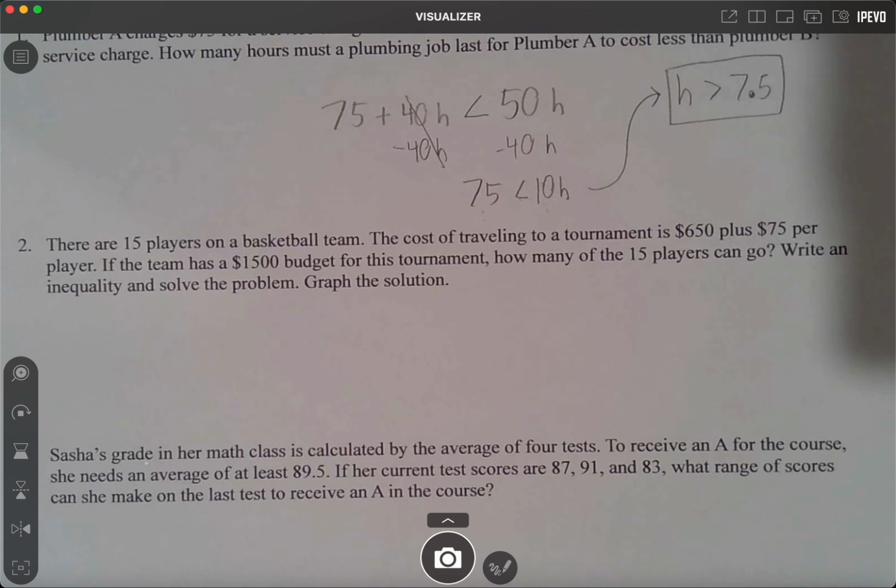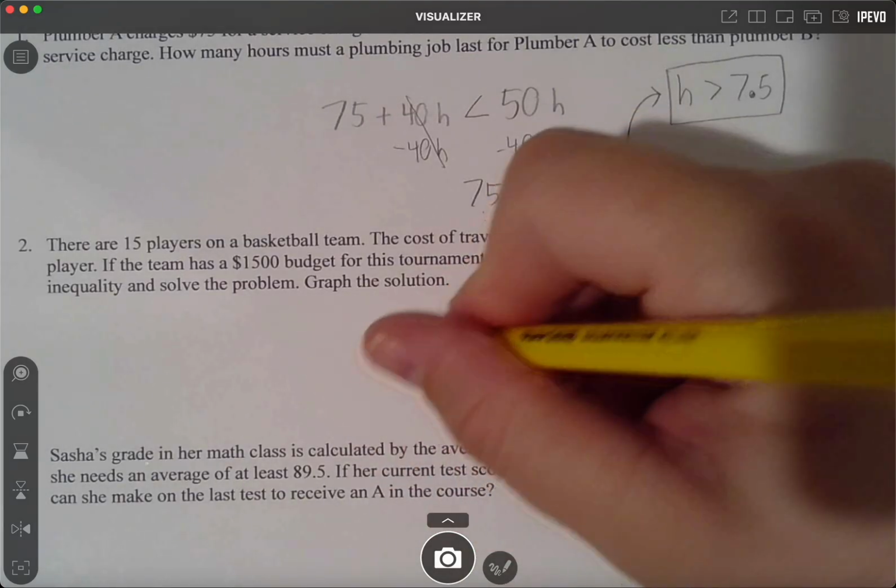It says we've got 15 players on a team, and they want to go to a tournament. That tournament, to travel there, will be $650 plus $75 per player. Hey, we kind of heard that wording before a little bit ago. And then it says the team this time just has a $1,500 budget, and how many of the players can go. All right, so let's see here.